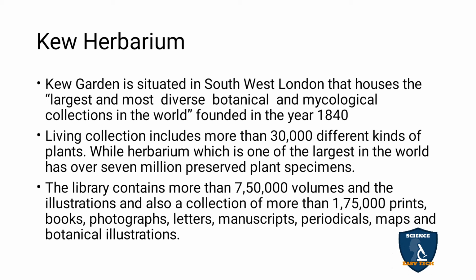And the living collection includes more than 30,000 different kinds of plants, while the herbarium, which is one of the largest in the world, has over 7 million preserved plant specimens collected and preserved in this herbarium. The library consists of more than 750,000 volumes and illustrations, and also a collection of more than 175,000 prints, books, photographs, letters, manuscripts, periodicals, maps and botanical illustrations. They are having a library also, in which they are providing all this information.